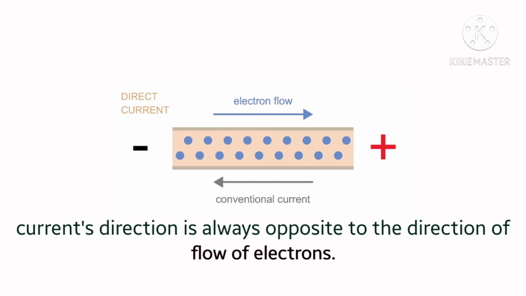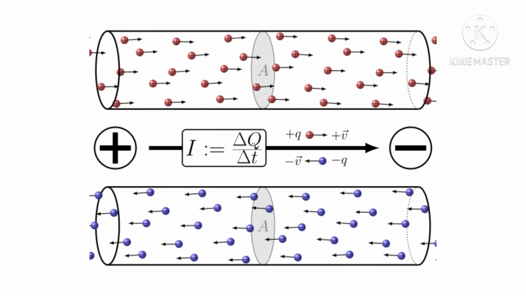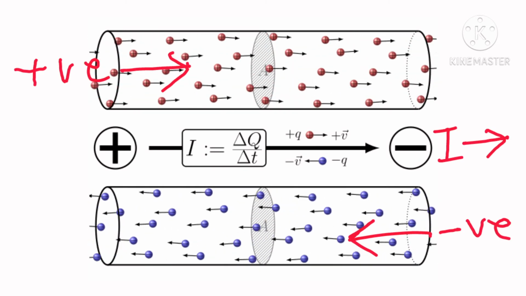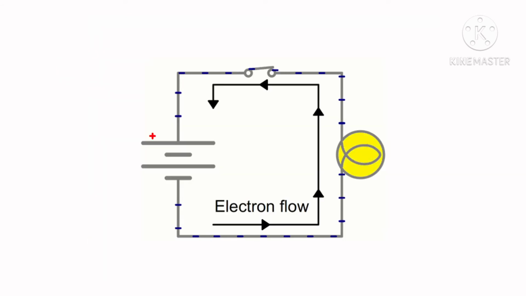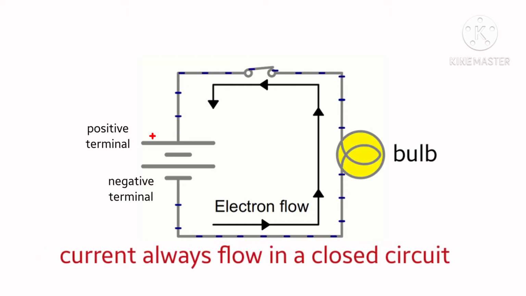Current's direction is always opposite to the flow of electrons, or current's direction is always in the direction of flow of positive charges. We can see only when the key is closed, the bulb glows. That means only when the key is closed, the electrons get a continuous path to flow from the negative terminal of the battery to the positive terminal of the battery. Thus, we can conclude current always flows in a closed circuit.